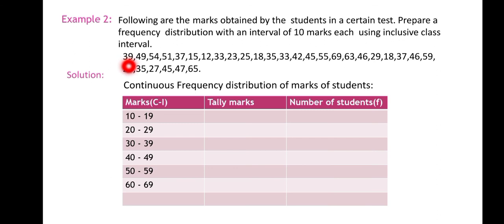Next, mark the tallies. So here the first number is 39. According to the number, check the number here and mark the tally here. The first number is 39, so 39 lies in the third class. And the next number is 49. 49 lies in this class, so mark a tally here. Go on marking tallies until you finish all the numbers.